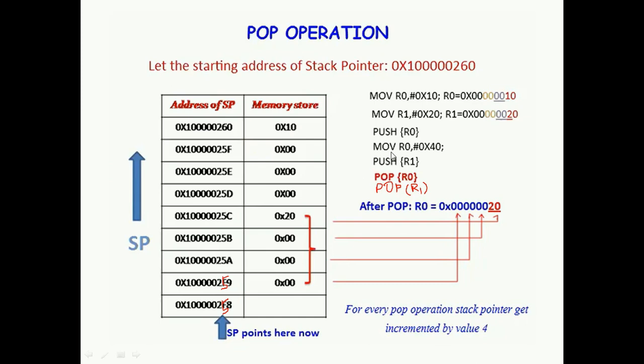After this instruction I am doing push on register content R1. So the value of R1, that is this, is already stored here. Now the stack pointer is pointing to this memory address, that is 258. After that I am doing pop operation on register content R0.